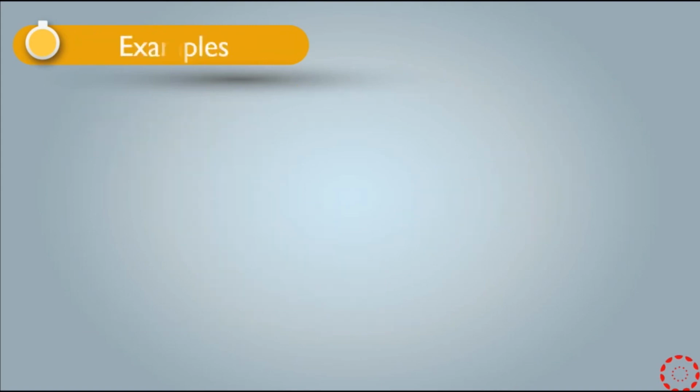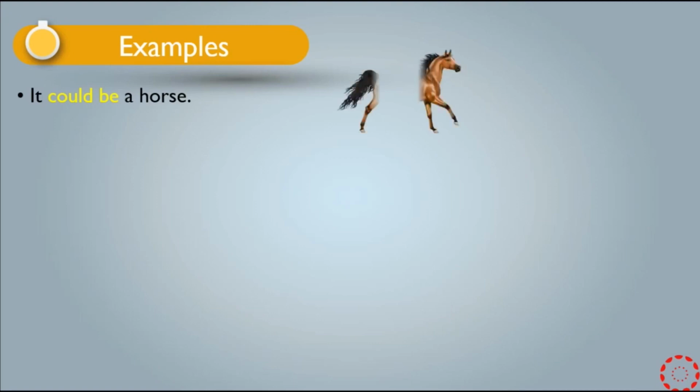Let's see. For example, it could be a horse. When you see an animal in the distance and you don't know 100% what it is, maybe it is a cow, maybe it is a sheep, maybe it is a goat. You know that it's an animal, but you don't know exactly what it is, so you just guess. By guessing, you have to use one of the phrases of possibility. For example, I say it could be a horse, maybe it is something else, but I make my possibility, which is it could be a horse.